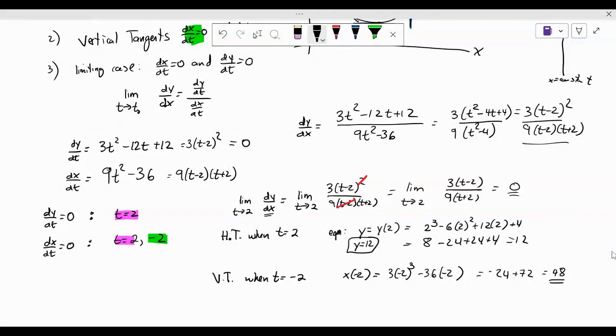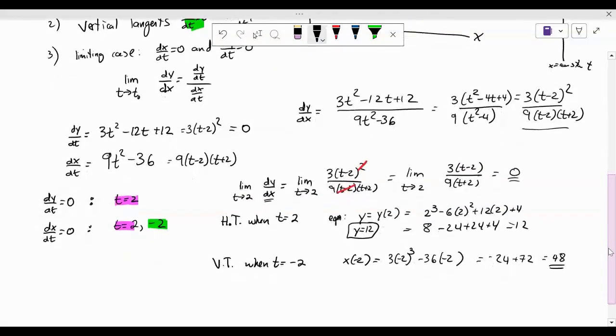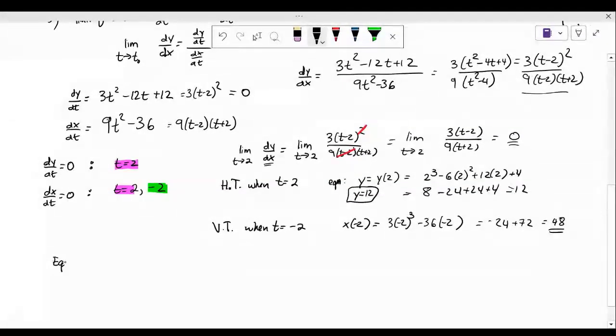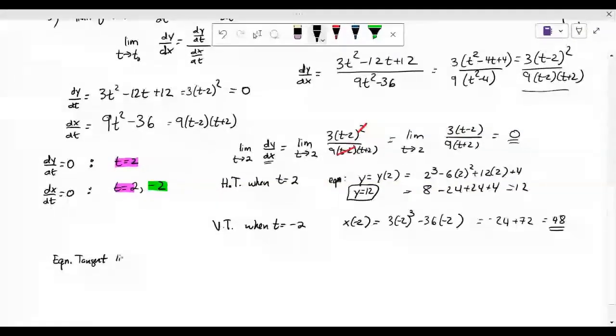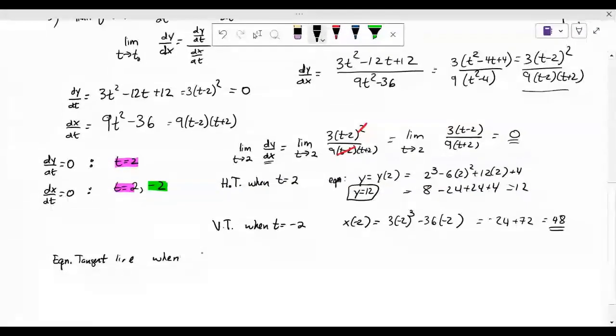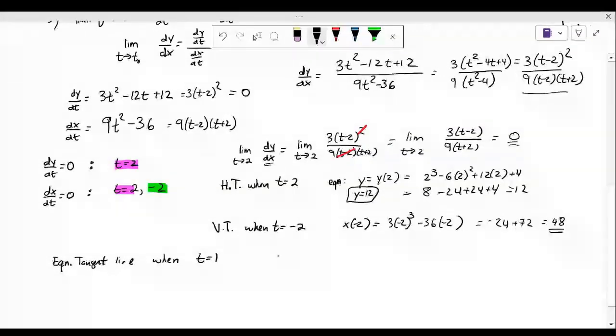Cool. So what other things can they ask you besides horizontal and vertical tangents? Well, they could just ask you for an equation of a tangent line, right? So they could ask you for an equation of the tangent line to the parametric curve, let's say when t equals 1, as an example. That way, you know that we're going to use point-slope form.